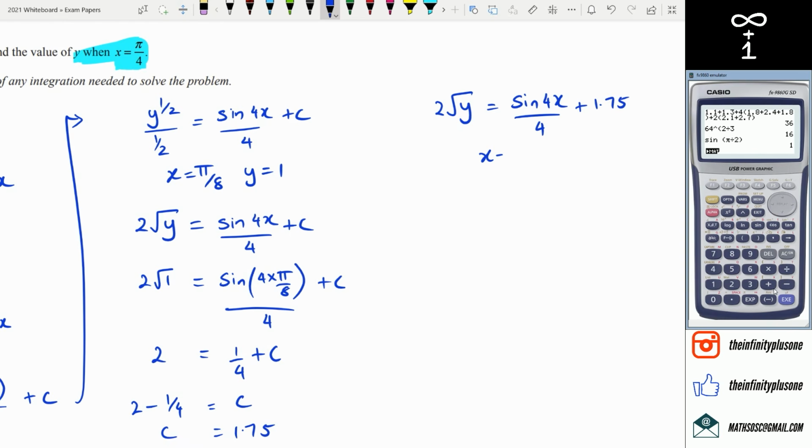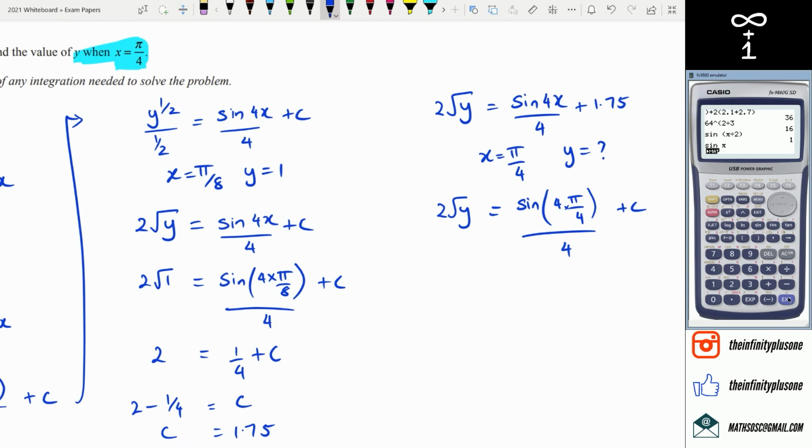Now the question is saying x is equal to pi over 4. What is y? So 2 square root of y equals sine 4 pi over 4, plus c. So I've got a sine of pi, which is going to be equal to 0. So basically, I've already got c, it's 1.75. So I've got 2 root y equals 1.75.